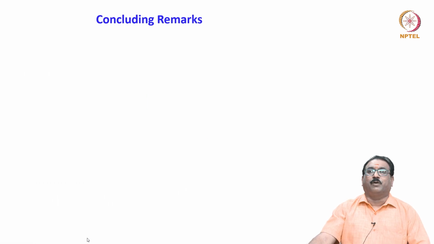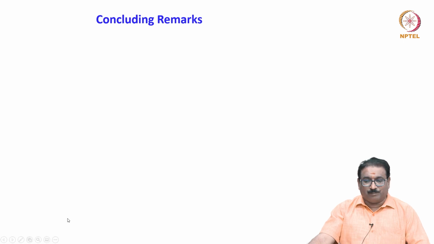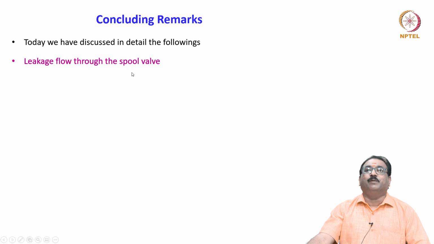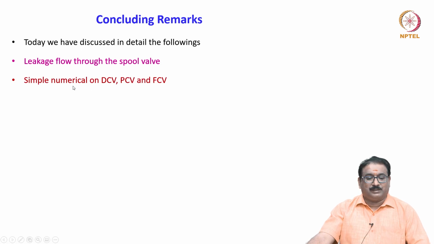After knowing some of the problems, very simple problems, if they give any unknown data, how to derive the known data, I told you in some problems in today's lecture. We will conclude. Today we have discussed in detail the leakage flow through the spool valve, which is very important, and simple numericals on DCV, PCV and FCV.